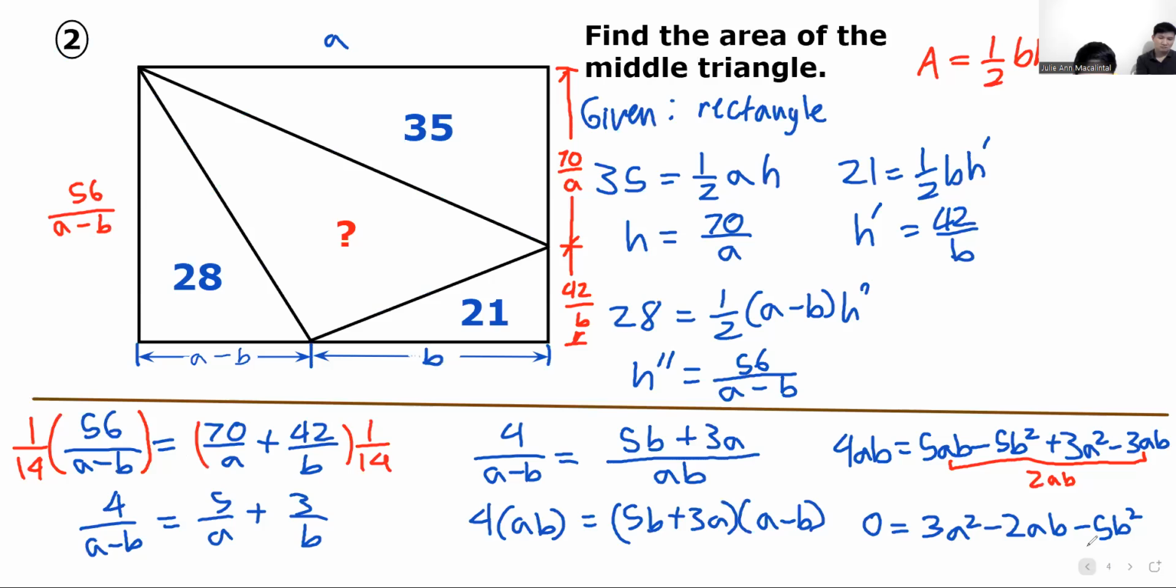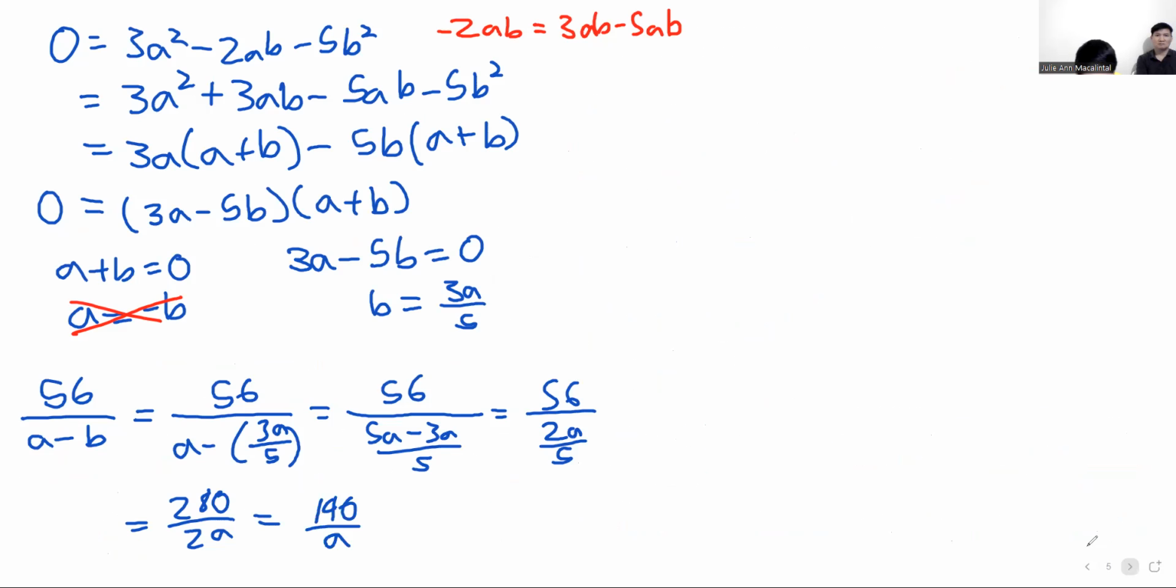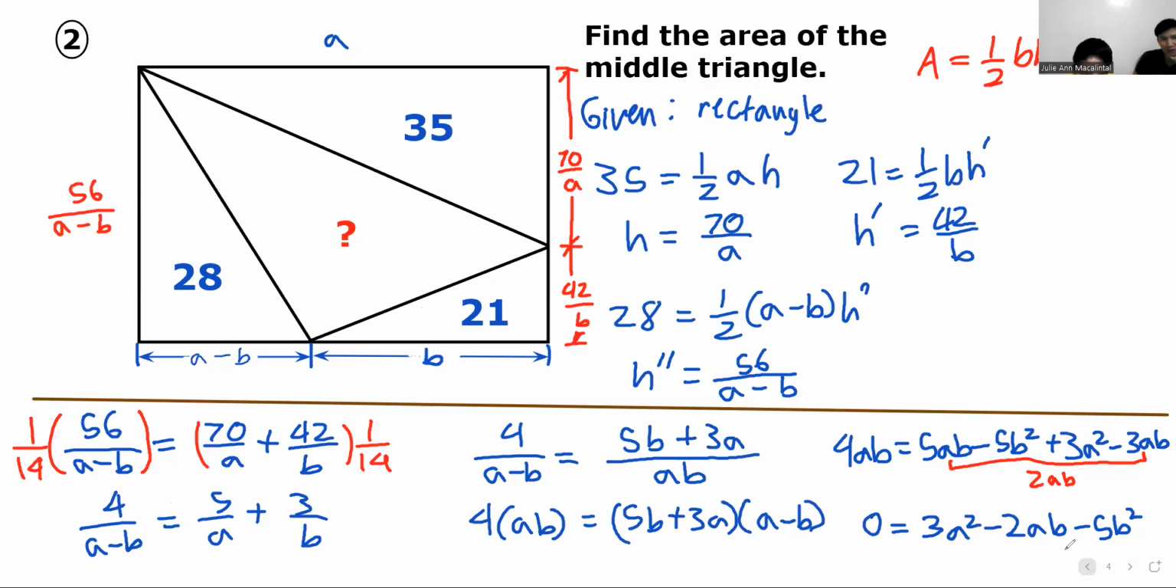Now we have A as a side. So it's very convenient because 140 over A will cancel with 140 over H prime. Can you put on a figure so that they can better understand?